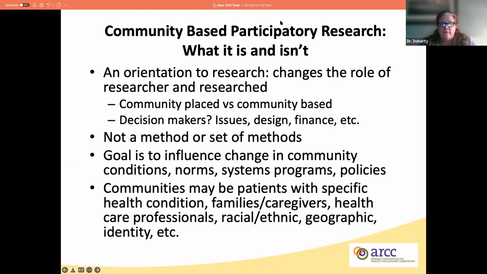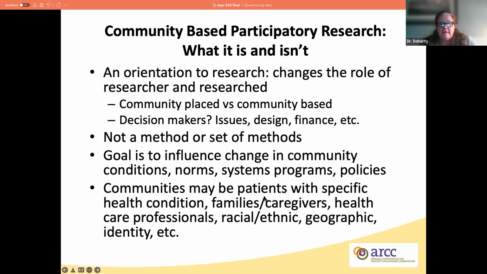The goal is to influence change in the community, but change that the community sees as being necessary. Are there community conditions that need to be addressed? Are there norms? Are there systems and programs and policies that the community wants involvement with their academic partner? What is important to the community?